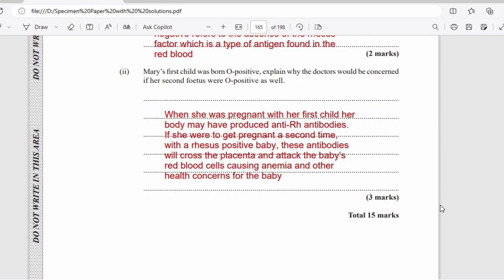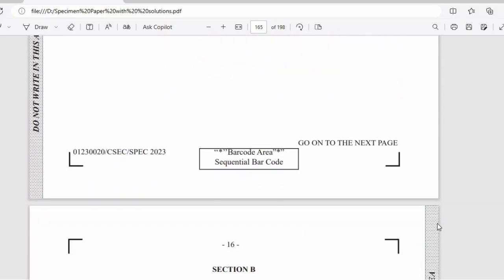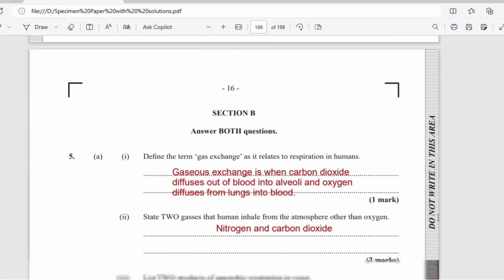Guys, just go back if you remember your teacher talking about this or not. It's something that I think you should know. We're at section B, so we're coming down nicely, guys.